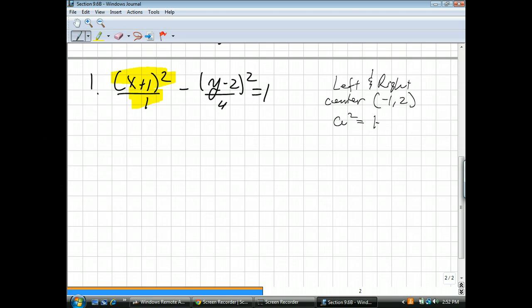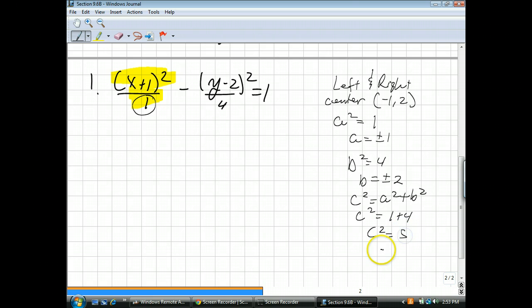Remember, in a hyperbola, the a squared is always the positive denominator. So a equals plus or minus 1. Our b squared is 4. So b equals plus or minus 2. And then we need our c value to find the foci, which remember is c squared equals a squared plus b squared. So 1 plus 4. So c equals plus or minus square root 5.